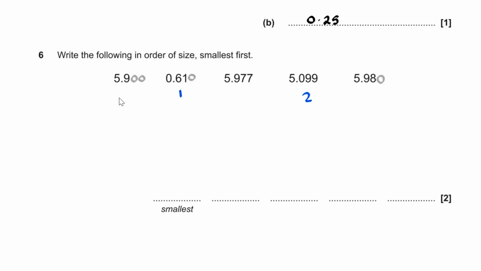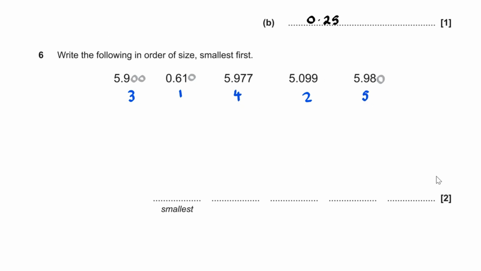We'll ignore that for a second, but if we look at the second decimal place, this starts with 0, this starts with a 7, and this starts with an 8. So the next smallest one is this. And then here this one starts with a 7 for the second decimal place, and this one starts with an 8. So this one is the next smallest, followed by this.